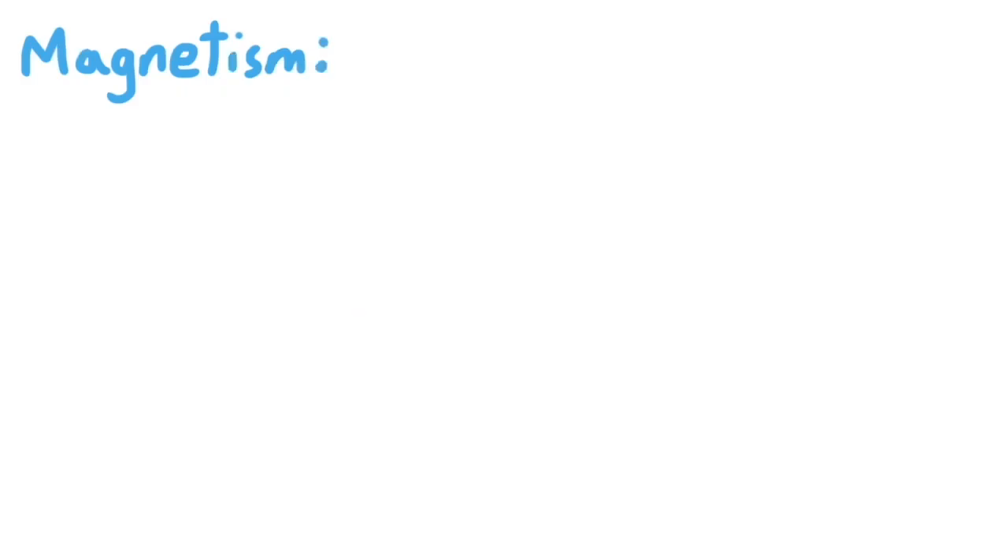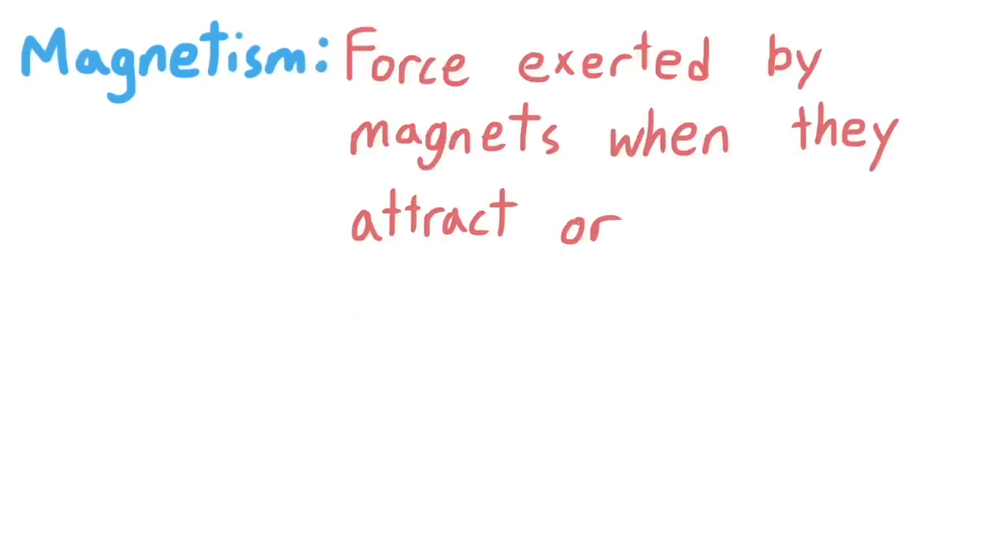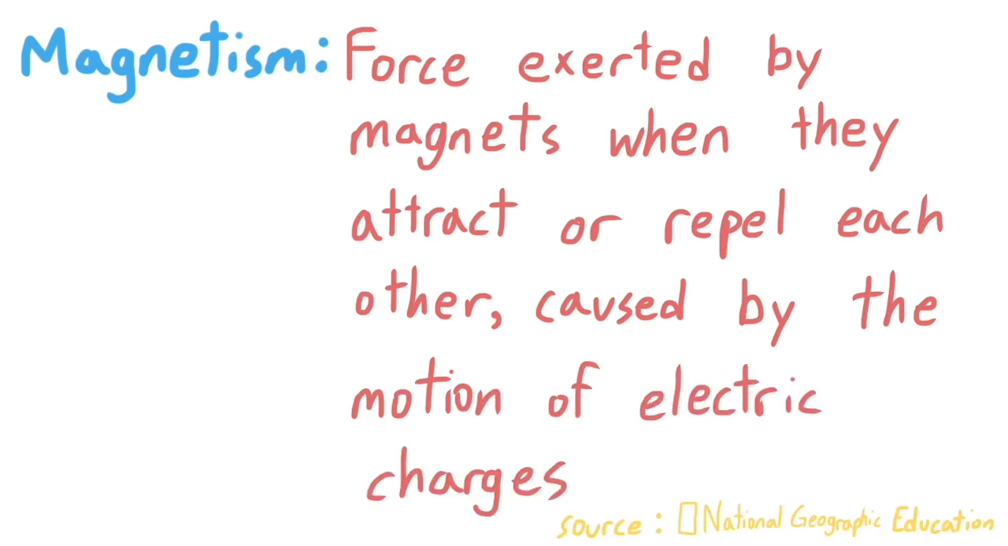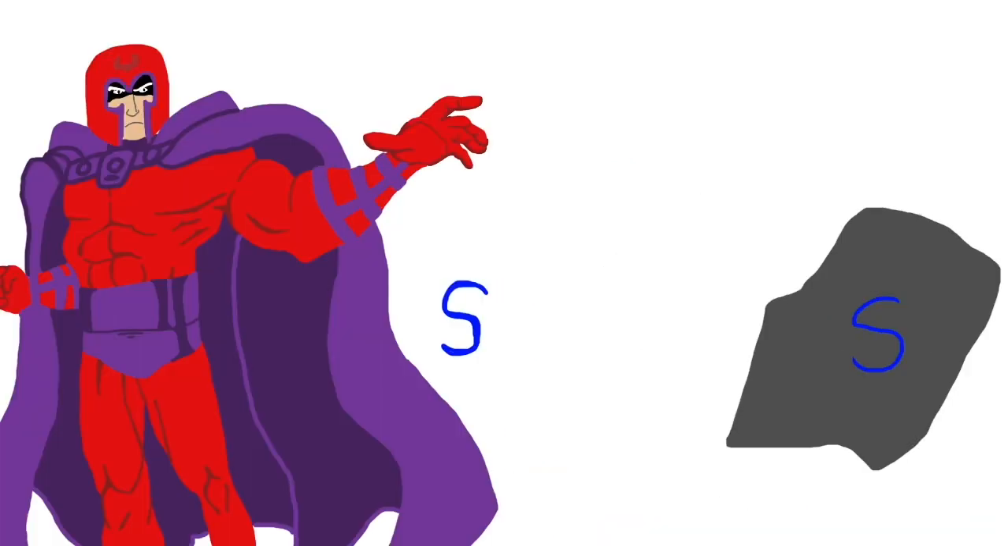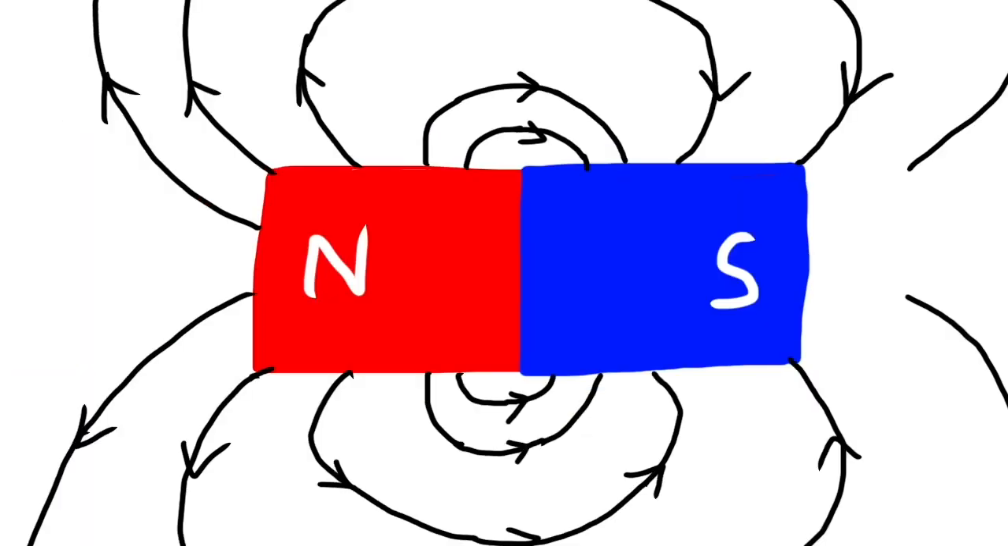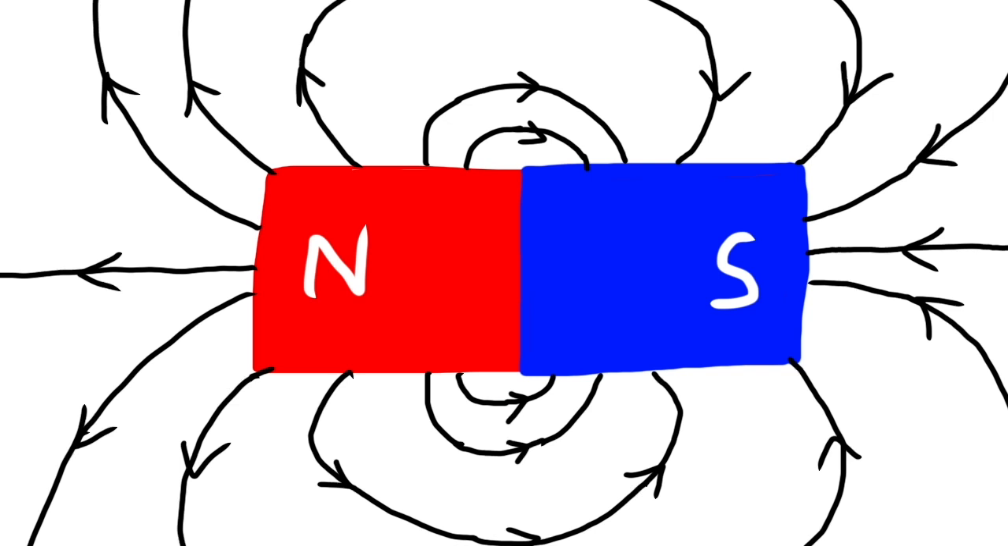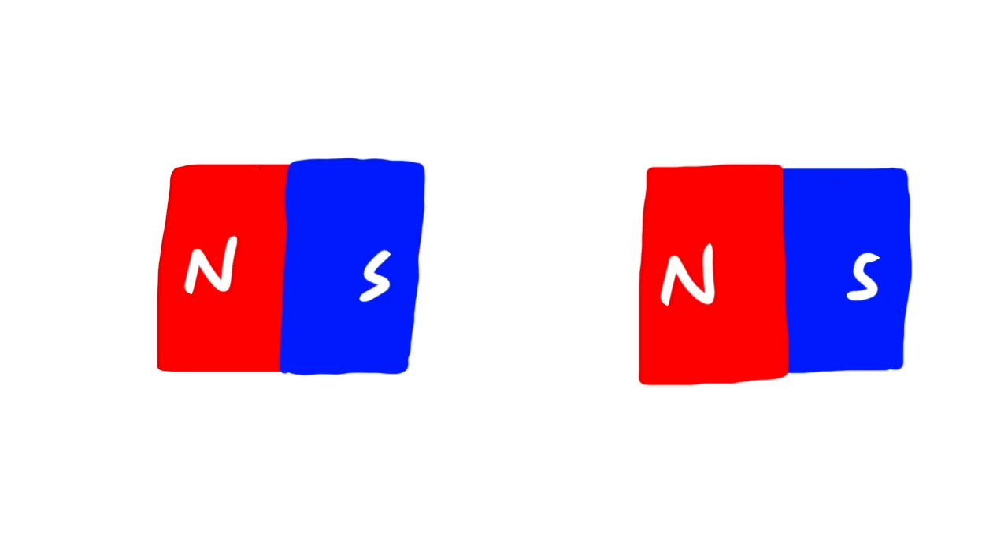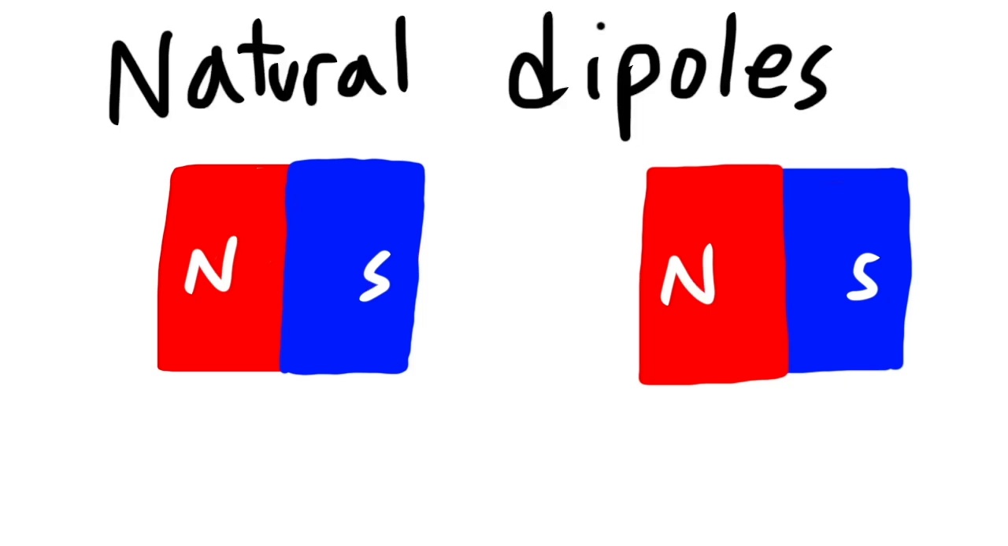Magnetism. Magnetism is a force exerted by magnets when they attract or repel each other, caused by the motion of electric charges. Opposite poles attract and like poles repel. Magnetism is a non-contact force represented as a field, always drawn north to south. If broken in two, it will form two magnets, since magnets are natural dipoles, which means there will always be a north and a south.